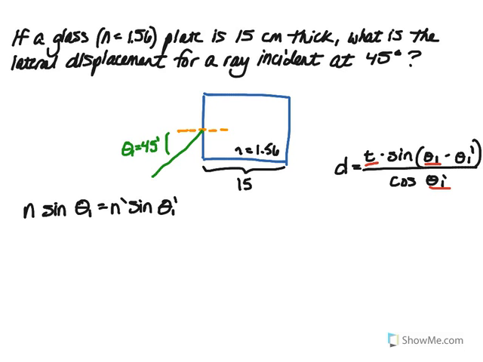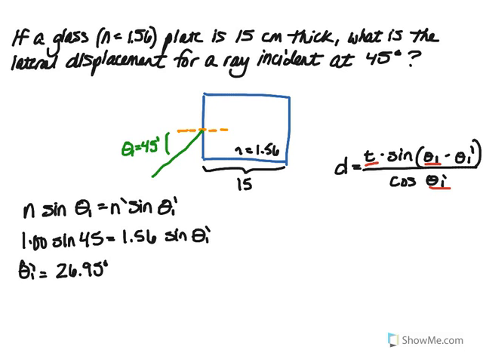And our incident n, we're going to assume is air, so index of refraction of 1 times the sine of 45 is equal to n prime, which is the glass, 1.56, times the sine of theta 1 prime. And here we find that theta 1 prime is equal to 26.95 degrees. On our diagram, that would be the angle right here.